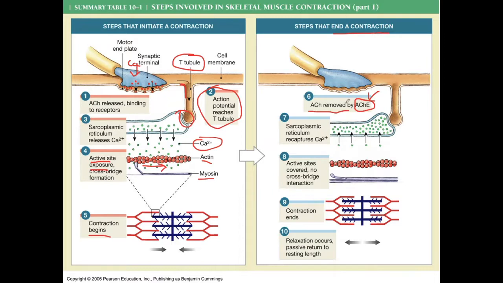When there's no more acetylcholine, well, then there's no more excitation going down the T tubule. There's nothing stimulating the sarcoplasmic reticulum to release calcium, so calcium goes back into storage. And if there's no more calcium, then troponin and tropomyosin go back to their resting place, and the contraction ends, and you get this relaxation.